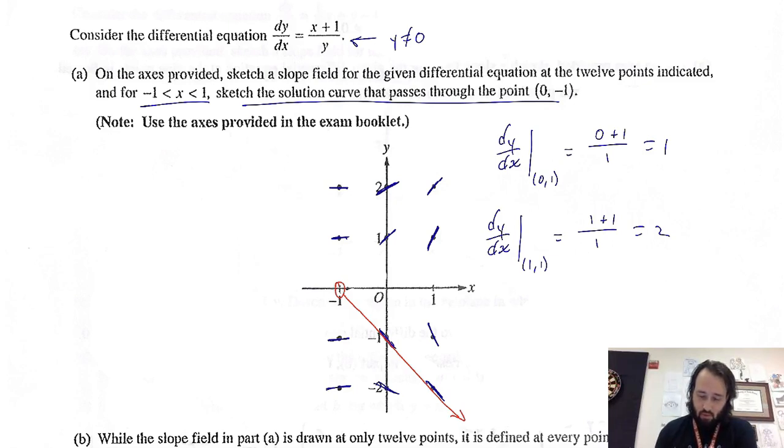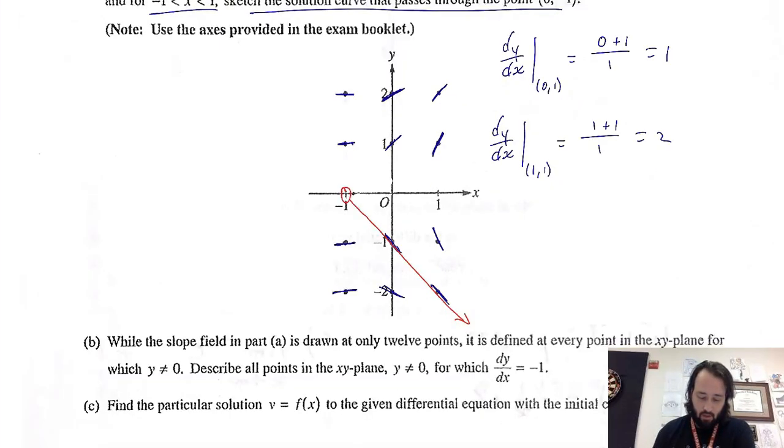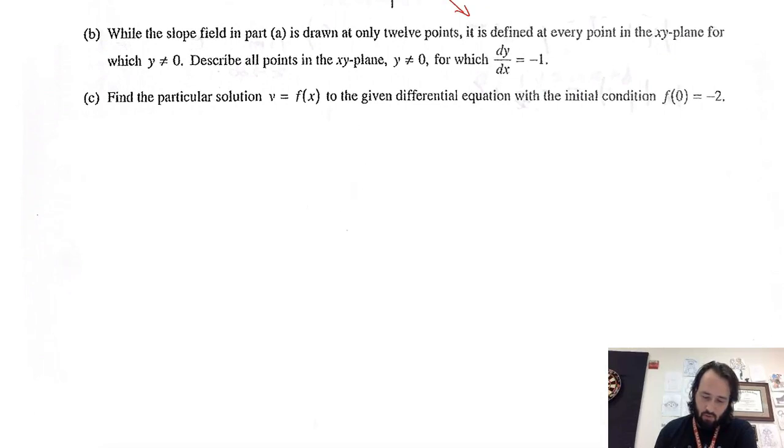Is do the slope at each point, and then maybe they'll ask you to sketch a solution to a certain thing. Okay. So while the slope field in A is only drawn at 12 points, it is defined over every point in the xy plane for which y does not equal 0. So notice they even say y does not equal 0 there. Describe all points for which the derivative is equal to negative 1.